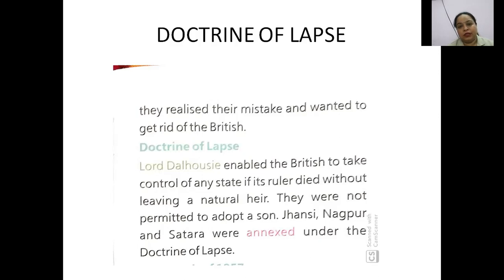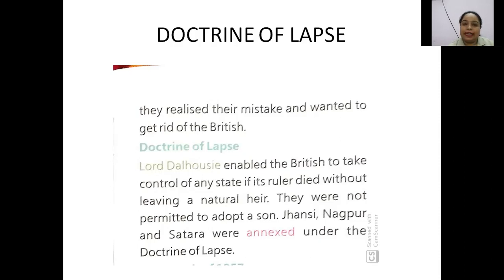Children, please understand it in this class only. Then in the higher class, whenever your teacher asks if anybody knows what the Doctrine of Lapse is, you must answer, "Yes ma'am, I know, my previous teacher has taught me about this." Okay, that is the Doctrine of Lapse. The Subsidiary Alliance will also come, and this Doctrine of Lapse will also come. So I have already explained the Subsidiary Alliance to you.